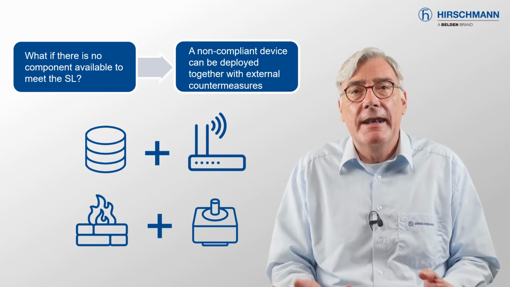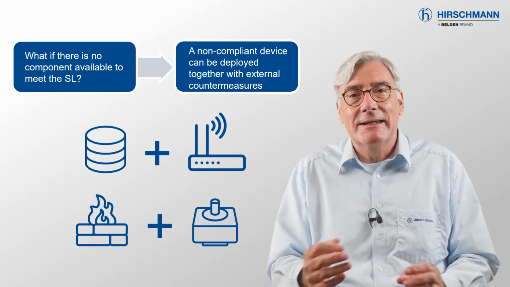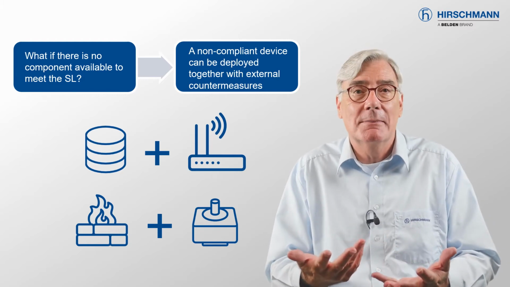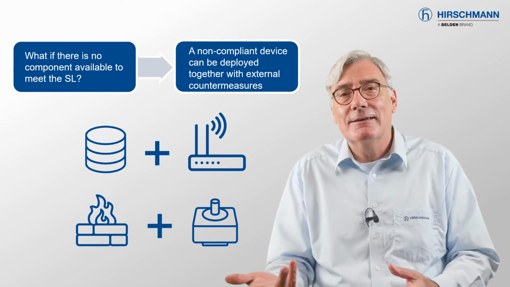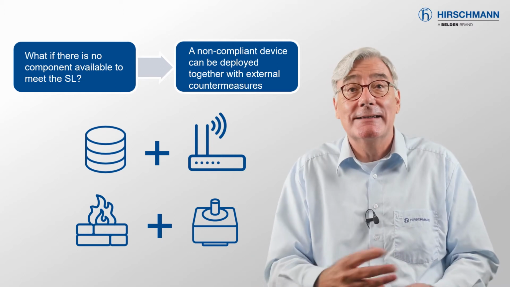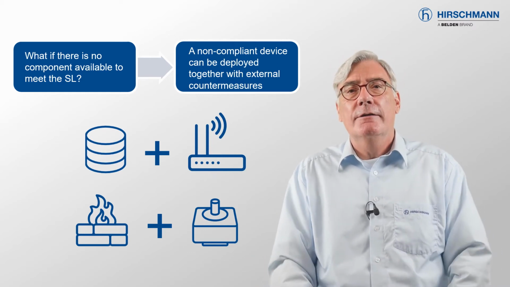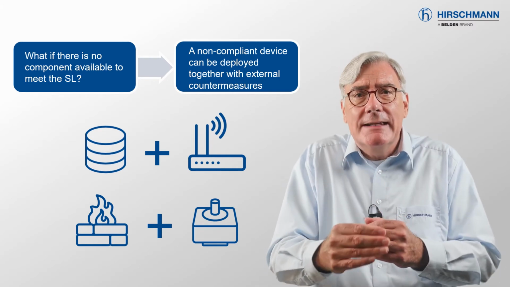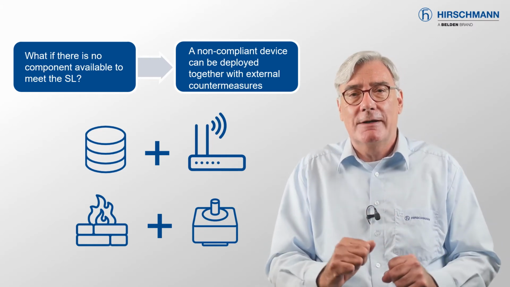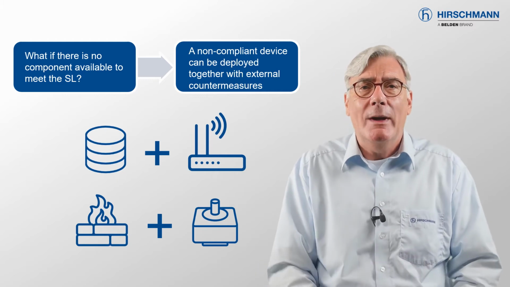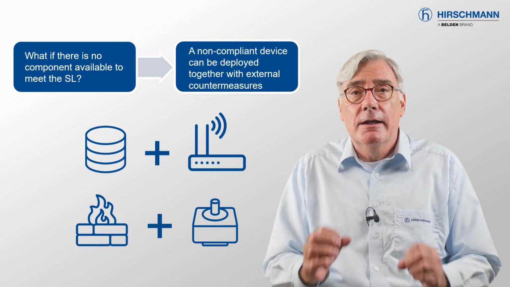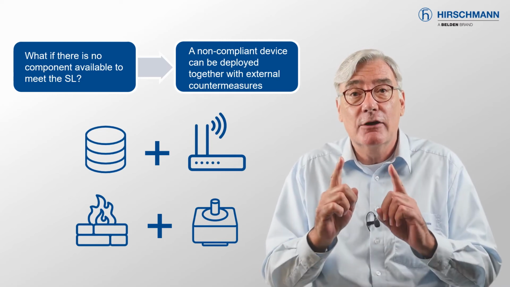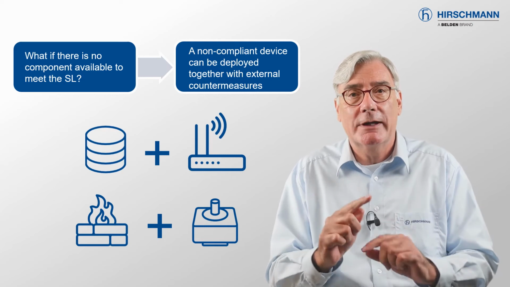In the example on the left, the wireless access point cannot meet the user authentication requirements. So this is handled by an external database. The drive has a vulnerable protocol stack, so a firewall is placed in front of it to filter traffic. When countermeasures are required, the appropriate countermeasure must be described in the original device's documentation.